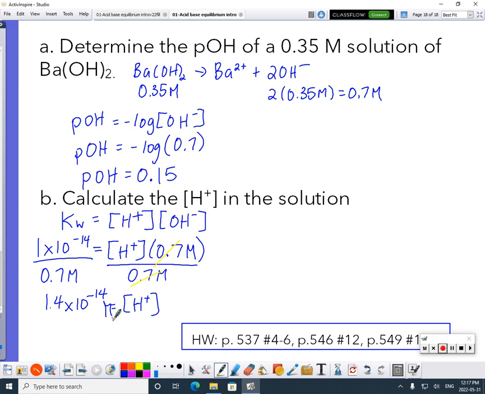And you get a teeny weeny tiny number, which also makes sense. This is a basic solution. You wouldn't think of it as having, that's an M, sorry. You wouldn't think of it as having hydrogen ions, but now you know there is always some.